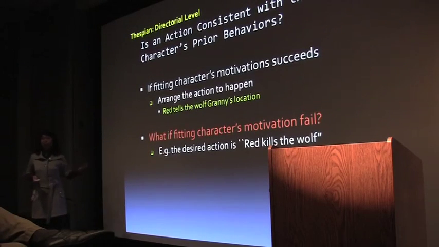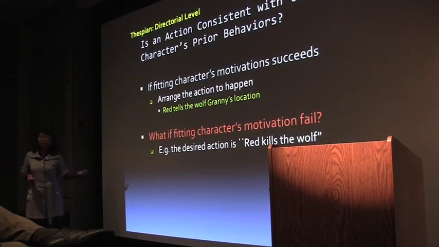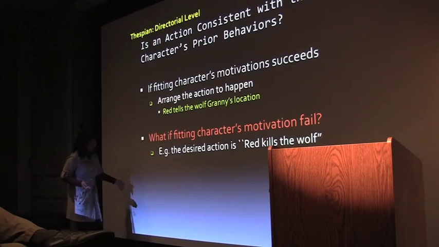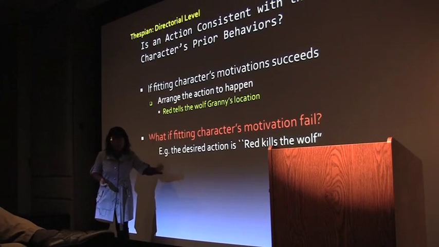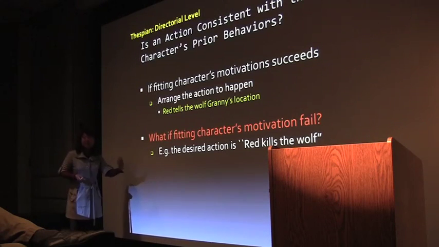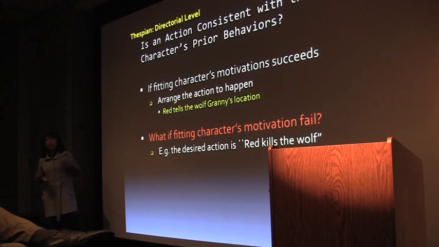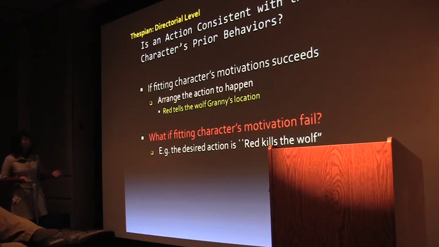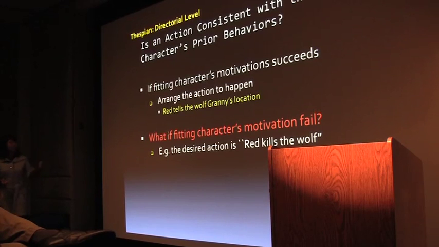So going back to our problem, what the director agent was facing, it would try to fit the sequence of interaction plus the desired action at the moment. If fitting succeeds, then the situation is easy. It's okay for the character to perform this action at the moment. The director agent will just go ahead and arrange the action to happen.